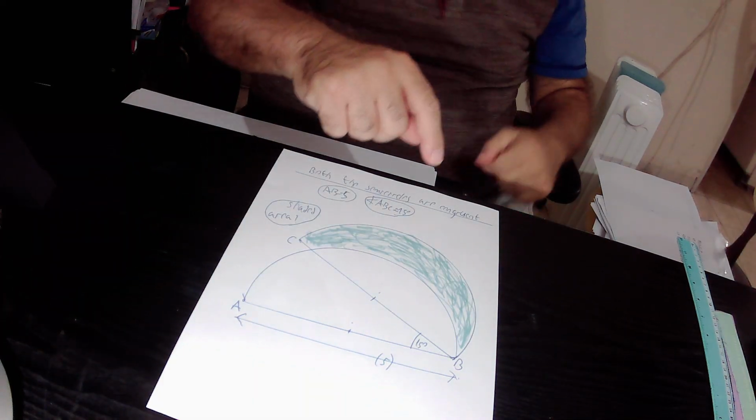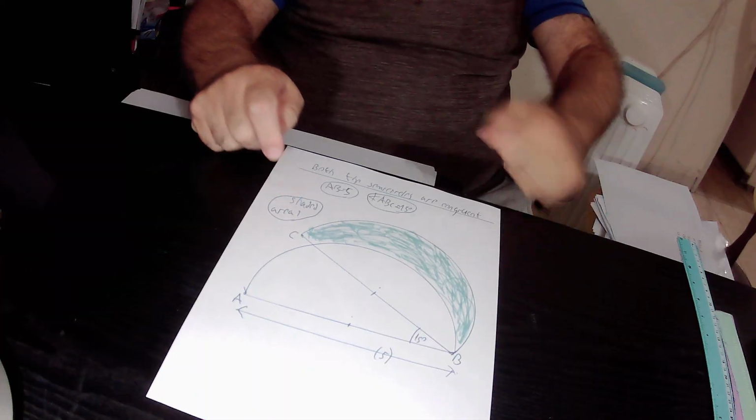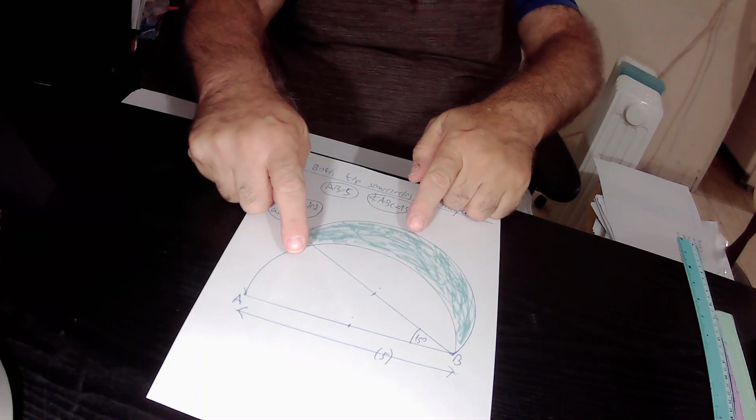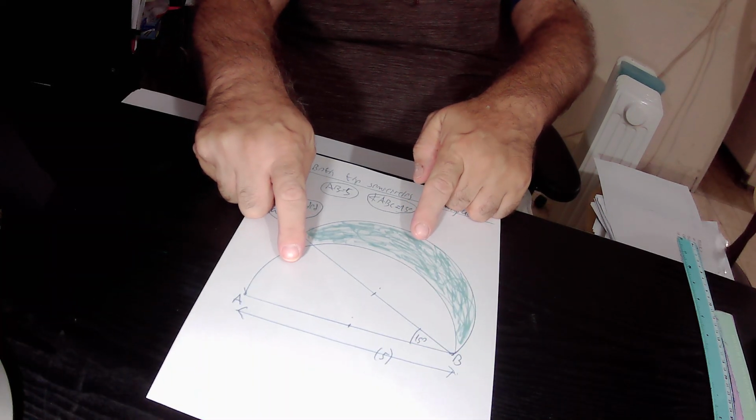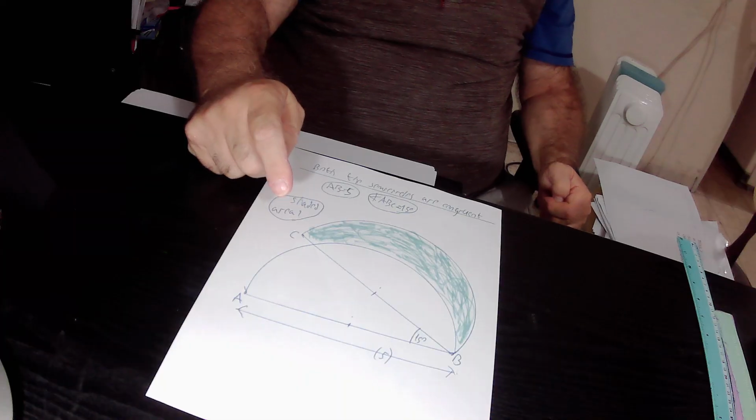Hello, in this lecture we'll find out the area of the shaded region. In the drawing we have two semicircles that intersect with each other at those 2 points. You know that those two semicircles are identical, therefore they also have the same areas.